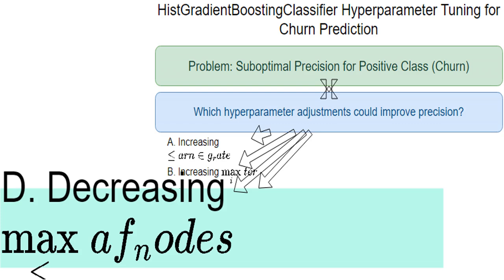I'll reduce the maximum number of leaf nodes allowed in each decision tree. Similar to increasing min_samples_leaf, this will simplify the model, reducing overfitting and improving precision. It's like pruning a tree. Removing extra branches helps it grow stronger and more focused.